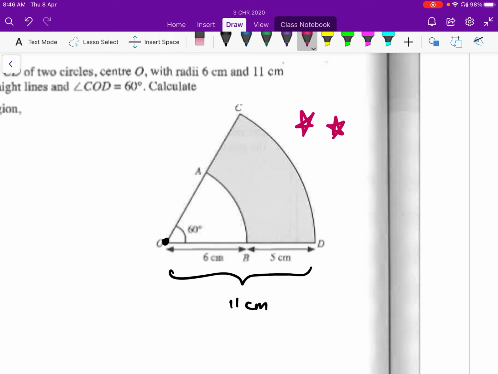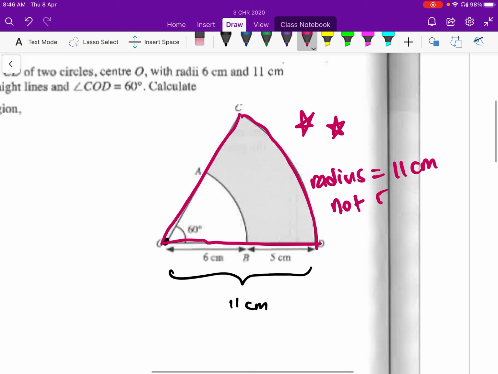Okay, now the important thing I want you to do is to trace out this big sector. Just trace it out. Trace and write radius equals 11 cm. Radius is 11 cm, not 5 cm. Okay? Do you know why I'm saying this? Because you may have the misconception that this 5 cm belongs to the big one.